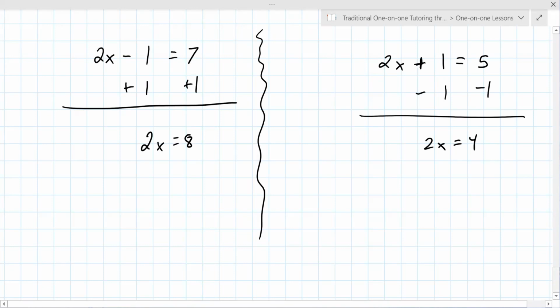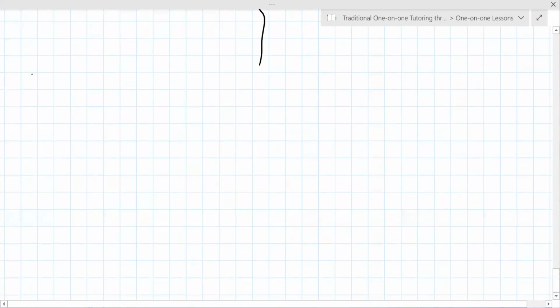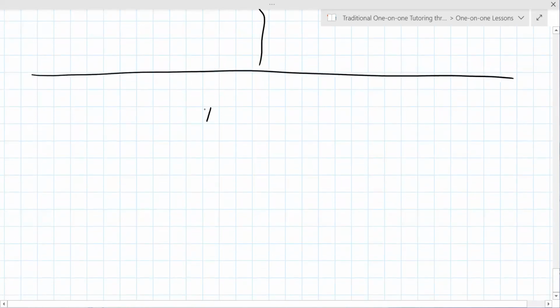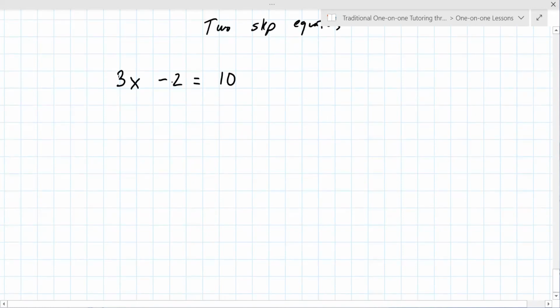So let's just spend the rest of our time here working on what are called two-step equations. Okay, so let's say I say 3x minus 2 equals 10. How do you undo subtraction by 2? You just have to add 2. Add 2 to both sides.